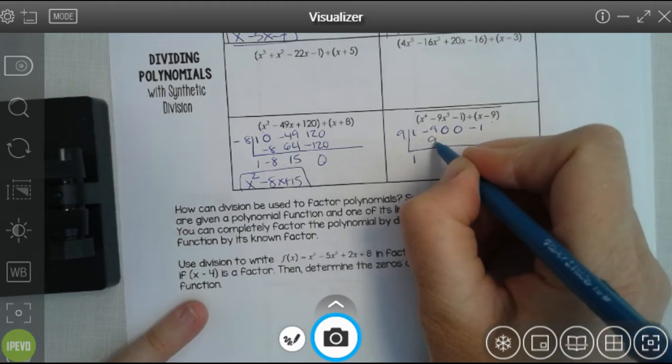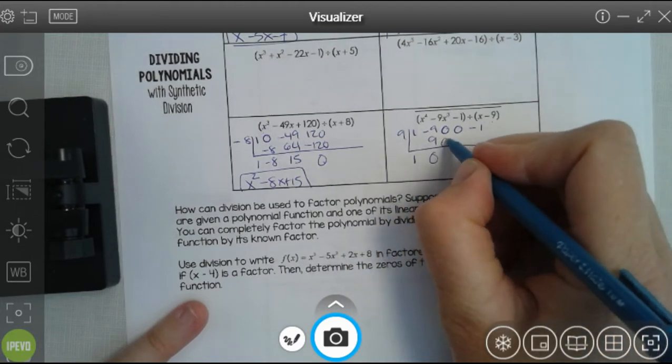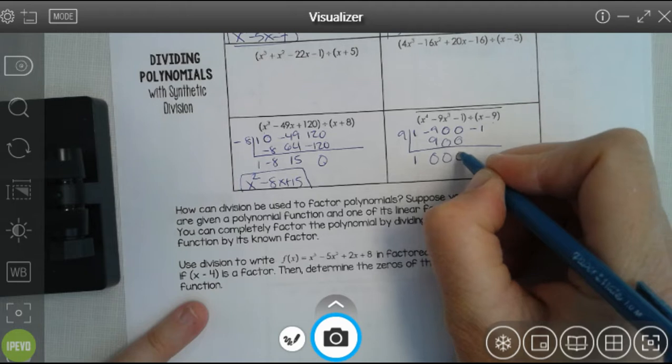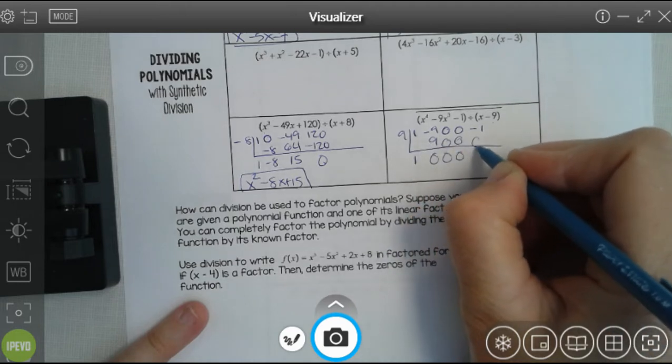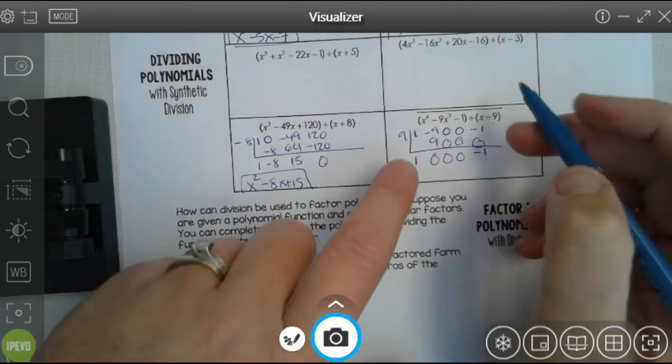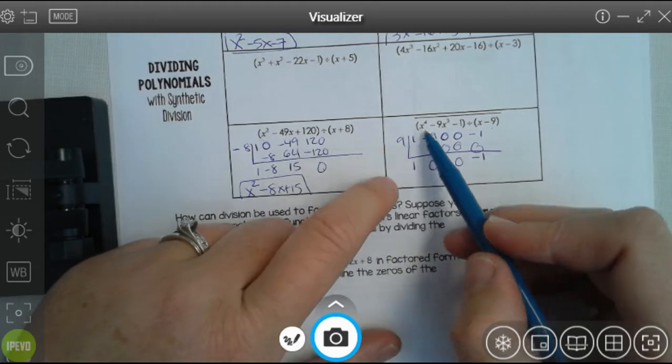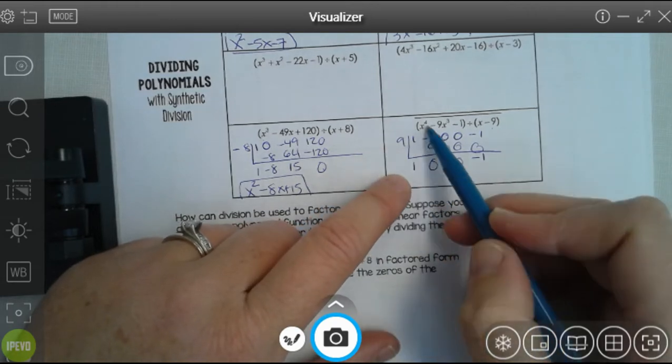Add down, multiply up. Add down, multiply up. Add down, multiply, add down, multiply, add down. Multiply, and I get a -1. So since this was x to the 4th, this time, now this is an x to the 3rd.